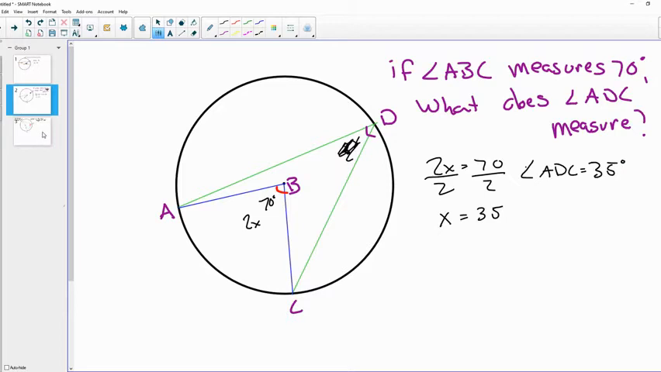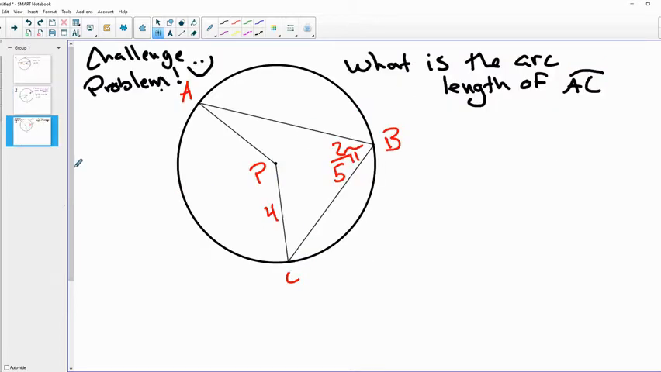All right, so now on to a challenge problem. This is going to bring in a lot of different information. The question asks, what is the arc length of AC? We know a couple different things here. We're given the measure of angle ABC, which is equal to 2/5 pi. We could think of that in terms of radians if we wanted to, or just degrees.